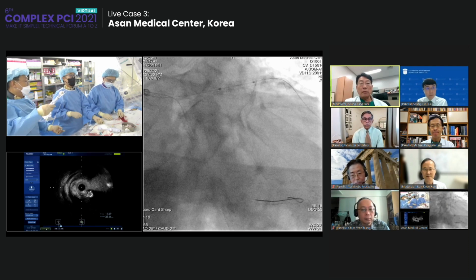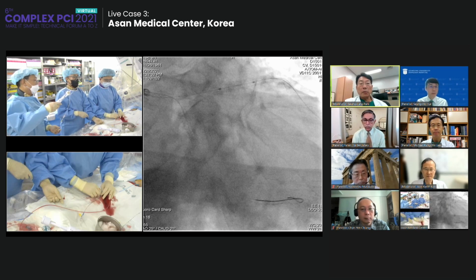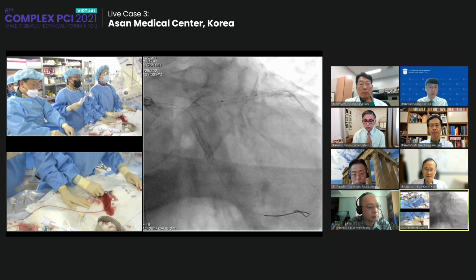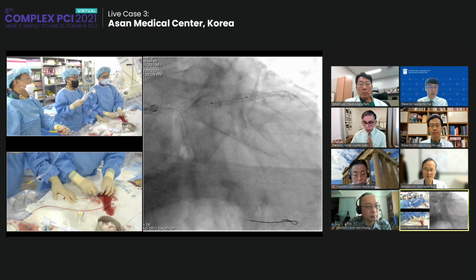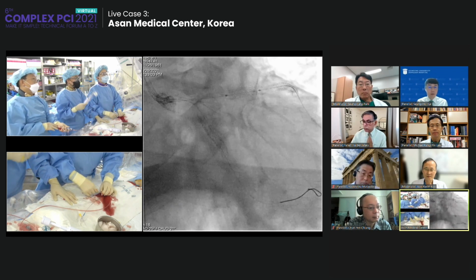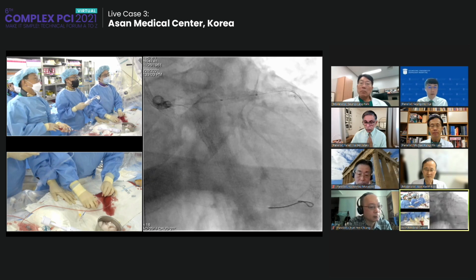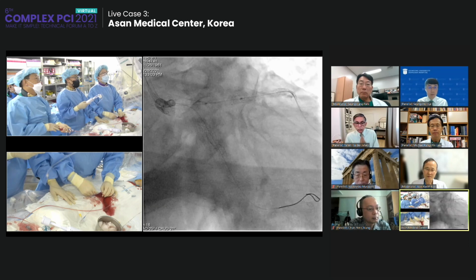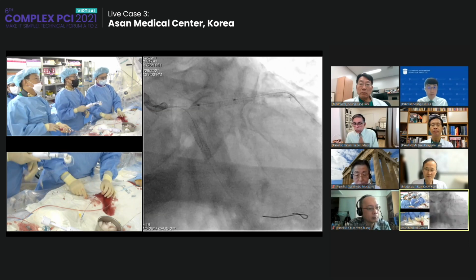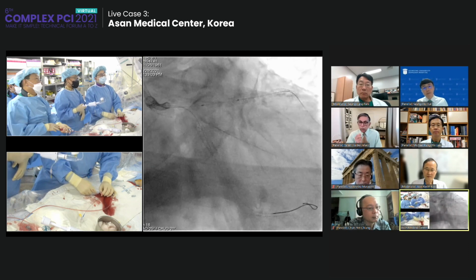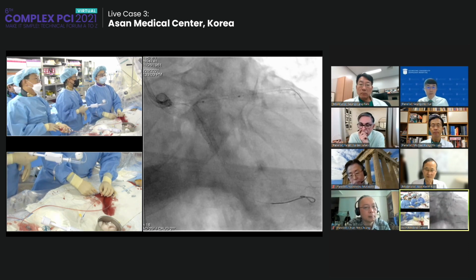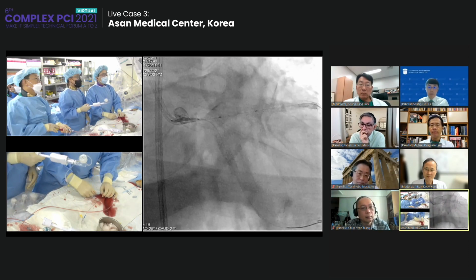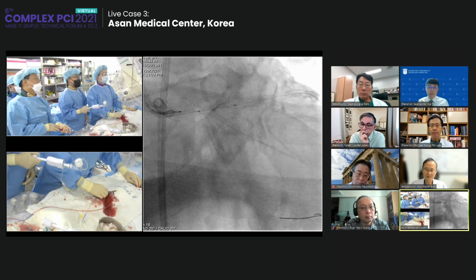So what did you do there? On the basis of the combined concept of physiology and imaging, the proximal ostium lumen is very tight and FFR was compromised. Also, the ostium has a lumen area less than 4.0, and FFR was compromised. We finally decided on the two-stent technique, the crush technique. We're going to treat with a 3.5 NC balloon in the LAD part, and this is another drug-eluting stent.